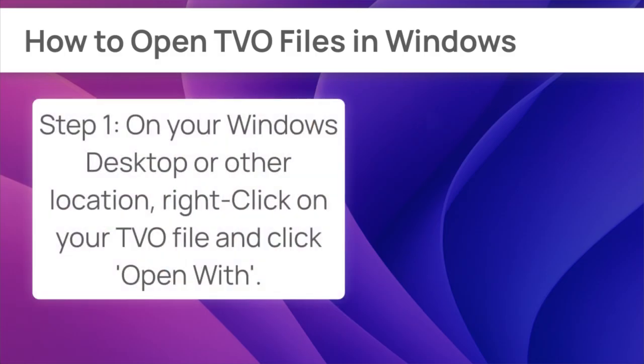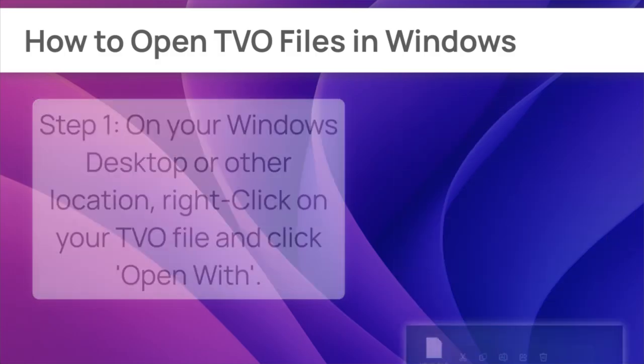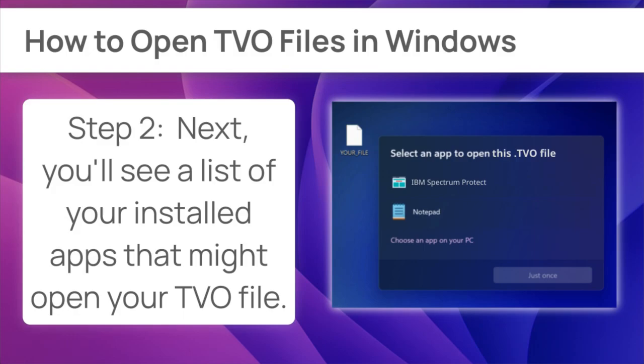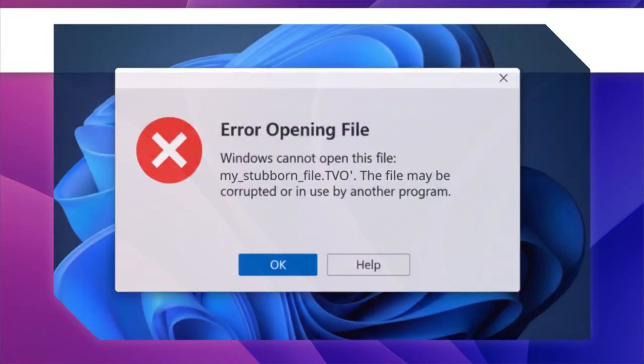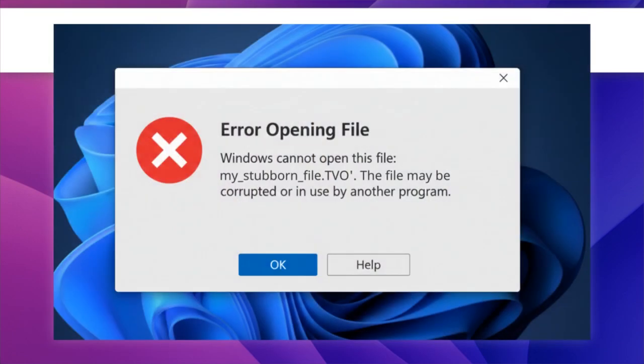To begin troubleshooting, right-click the TVO file and choose Open With. If you have IBM Spectrum Protect available, that's your first option. Otherwise, select another program. It's often necessary to test multiple apps. If you still can't open the TVO file, it's okay. It simply means we can't rely on the initial software anymore.